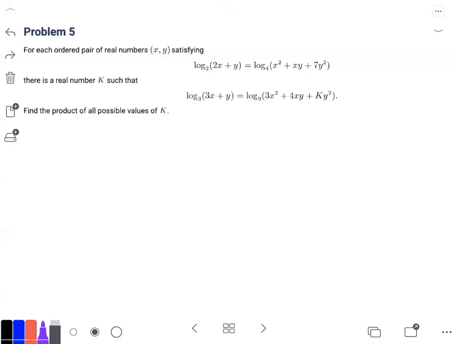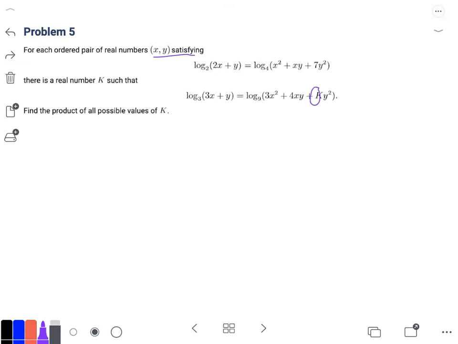For each ordered pair, which is my favorite one out of the 5. So for each ordered pair of real numbers x, y, satisfying these two equations, there's a real number k, such that this is true, and we want to find the product of all values of k.